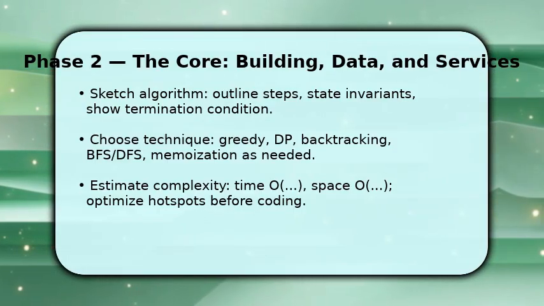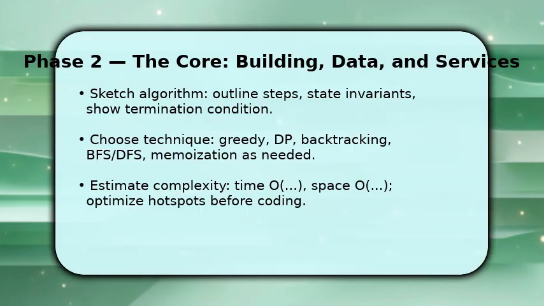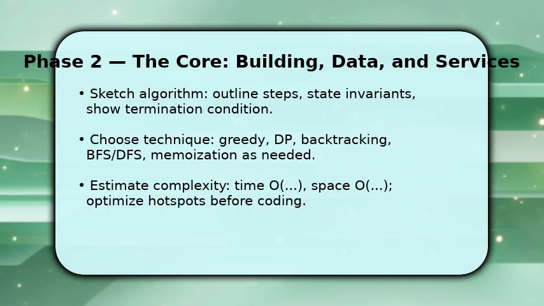Use dynamic programming for overlapping subproblems, greedy when a local optimum leads to global. Once chosen, annotate where complexity comes from and identify expensive operations to optimize.